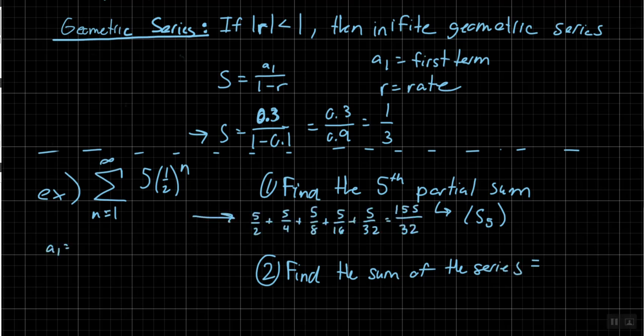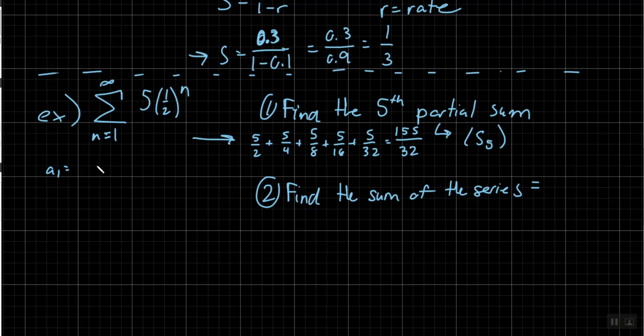You do it with the first term. So when you do 5 times 1/2 to the power 1, that equals 5 halves. So you always do it by the first term. Our first term right here was the first one you calculated, so that's 5 halves. And then what's the rate? What is n affecting? 1/2. And then we take this, so S equals 5 over 2 over 1 minus 1/2. So that's 5 over 2 over 1/2.